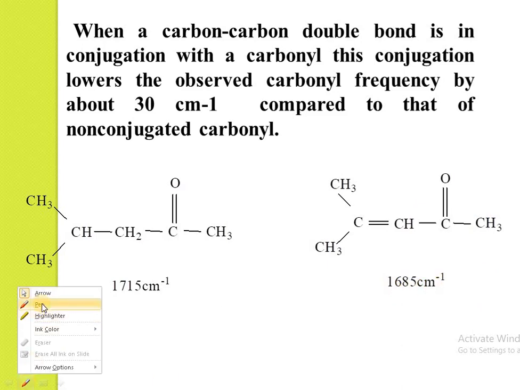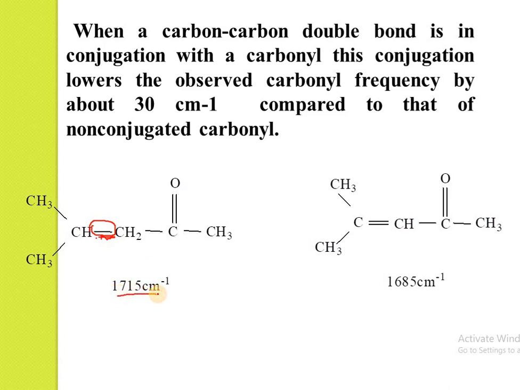But in this example, if there is a double bond here, then it will be conjugated. Here there is only a single bond, so there is no conjugation, and in this case the value is 1750 centimeter inverse. So if conjugation is present, the value is decreased by around 30 centimeter inverse to 1685, and if there is no conjugation, then it is 1715 centimeter inverse.